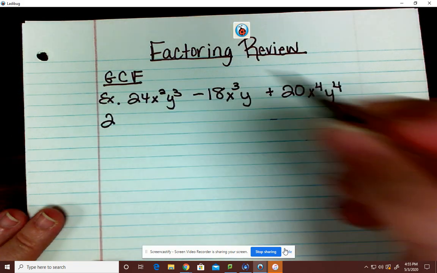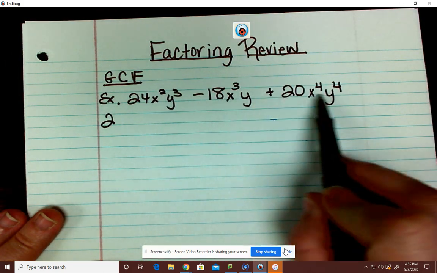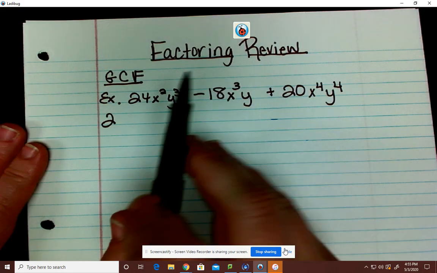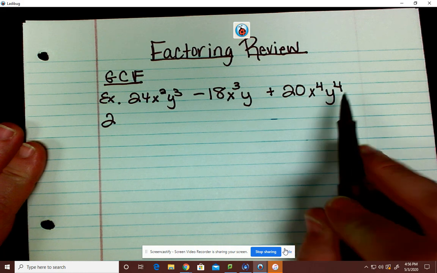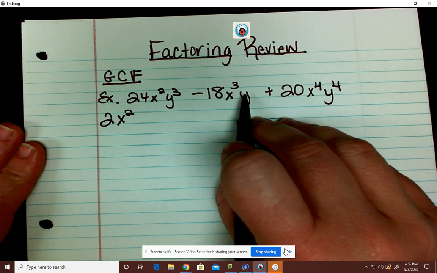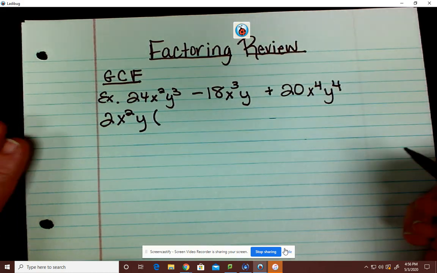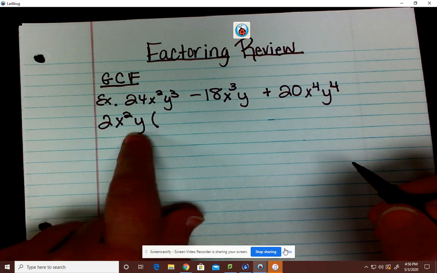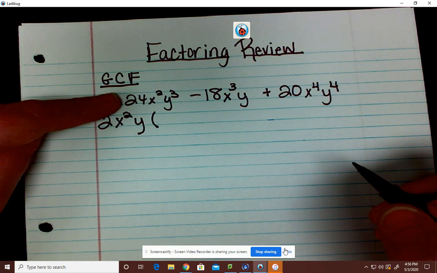Now, then we have to find our greatest common factor of our variables, and it's whatever the smallest exponent is, because that's the most they could have in common. So the smallest x would be x squared, and the smallest y would be just y. Then we're factoring, so that's one factor. Then we have to figure out what was this multiplied by that would give us this answer. So we have to divide.